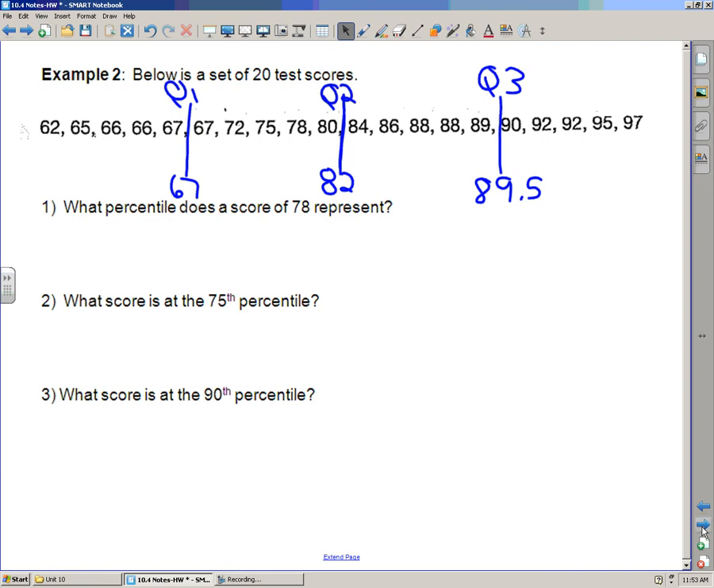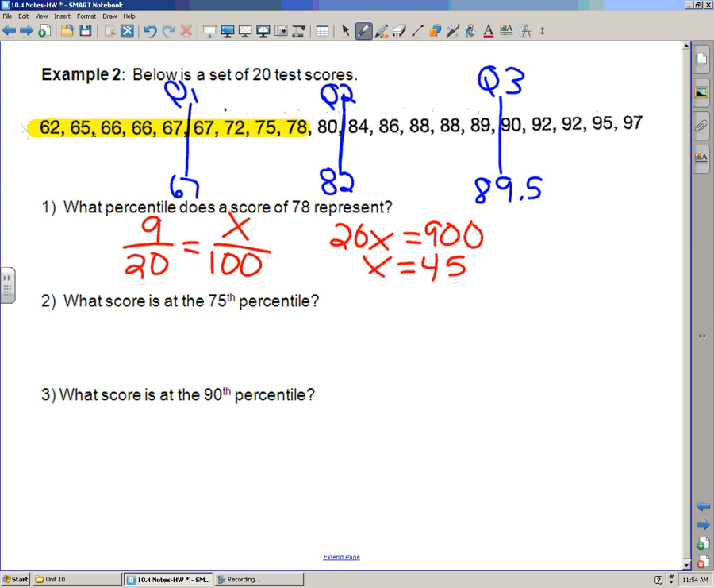If we now start looking at the questions, what percentile does a score of 78 represent? Well, 78 is this score right here and all these scores below it. So there happen to be 1, 2, 3, 4, 5, 6, 7, 8, 9 scores out of the 20. That represents what percentile, or what percent. When you set this up and cross multiply and solve, you're going to get 20x equals 900, so x equals 45. So a score of 78 represents the 45th percentile.